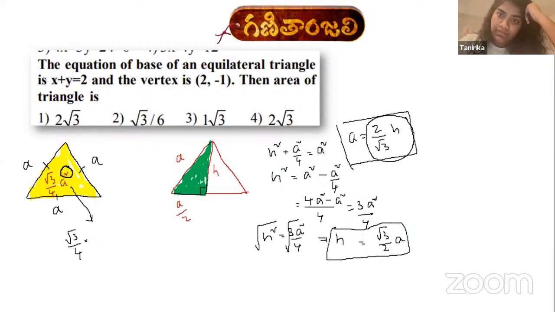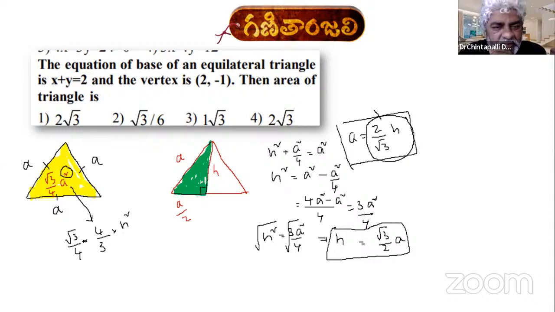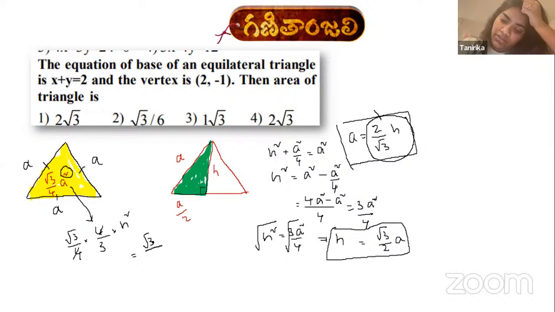Square is there. So whole square, that is 4 by 3. We are squaring it. What is square of 2? 4. Square of root 3? 3. Square of h? h square. Any cancellations? 4 and 4. So the final answer is root 3 over 3, root 3 over 3 h square.